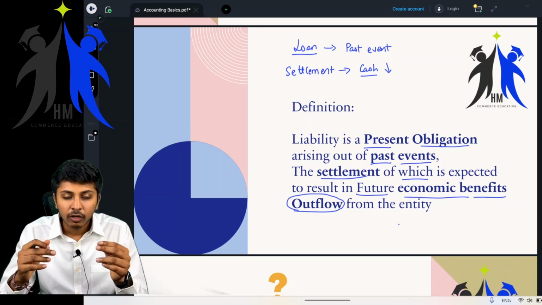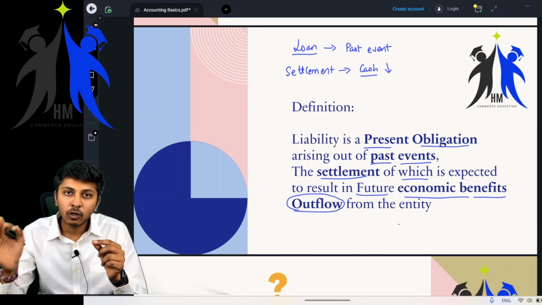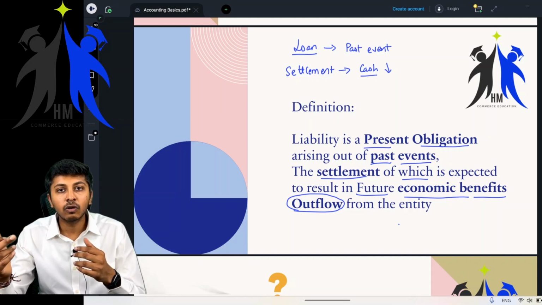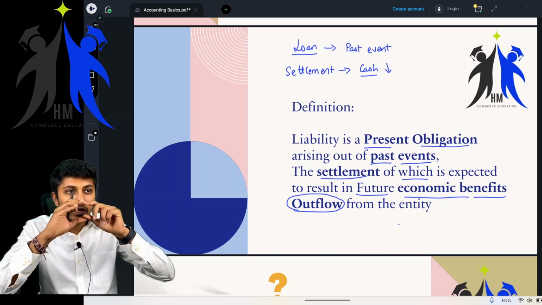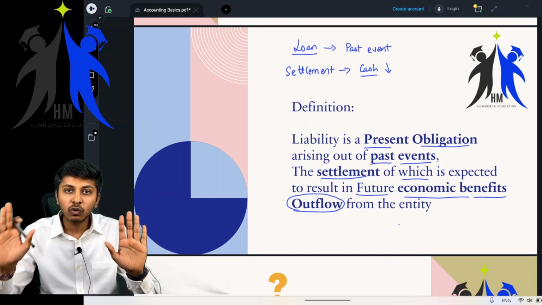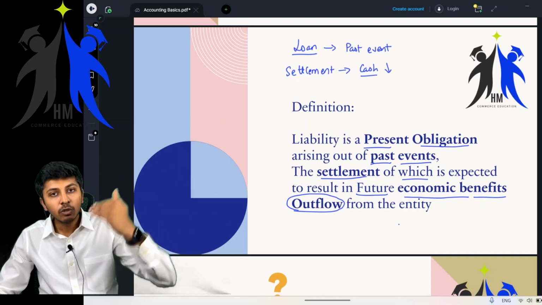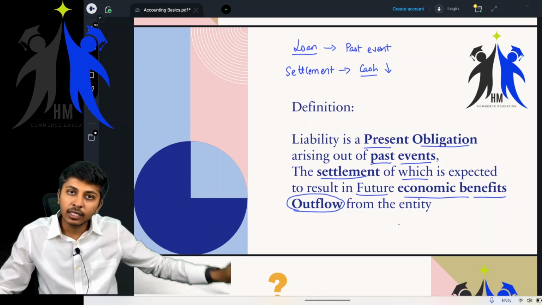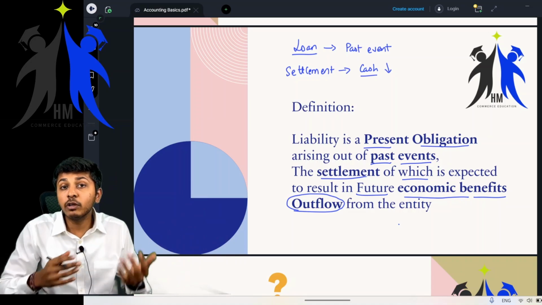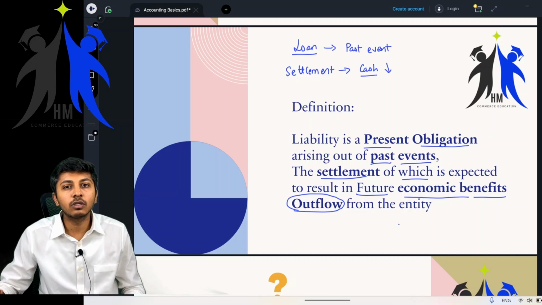So simply, let's see, if you bought a building by taking a bank loan, this building alone is a resource owned and controlled by the entity which will generate future economic benefits into the entity. So that is an asset. Building is an asset, clear. But how did you buy this building? You took a loan, correct? So what is this loan?